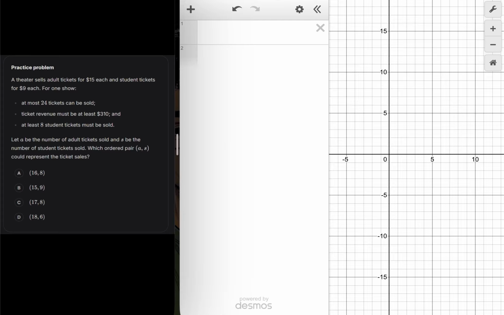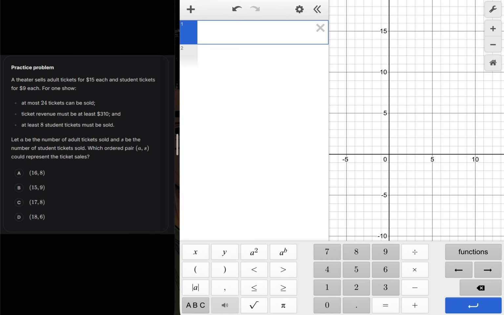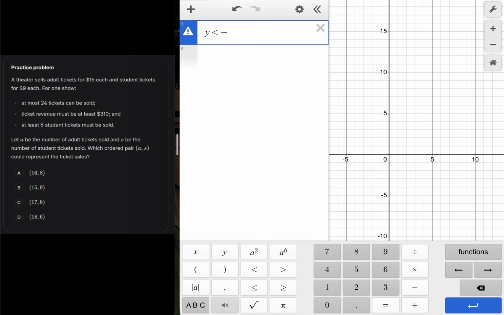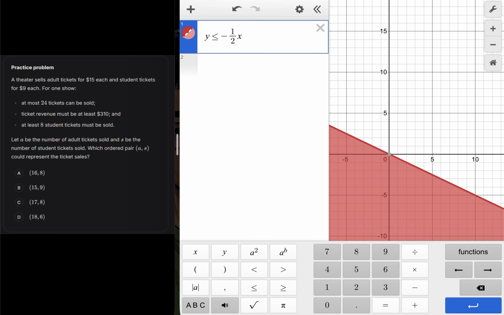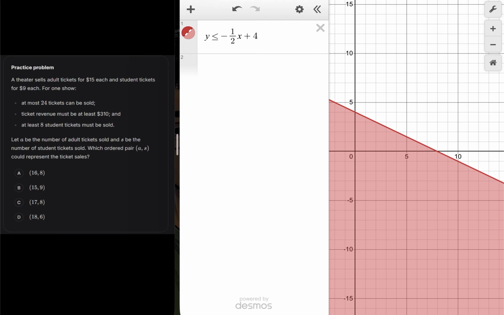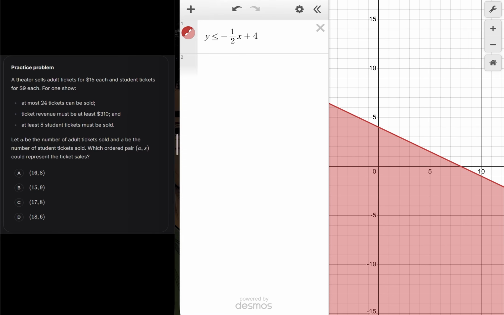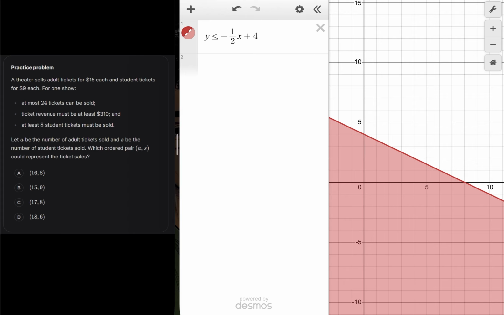An inequality divides the coordinate plane into a boundary line and a shaded region. A boundary line is where the two sides of the inequality are equal to each other. So let's say I have this inequality, y is less than or equal to negative 1/2 x plus 4. You can see that there is this boundary line, that red dark line, and then there's a shaded region, everything below that boundary line.